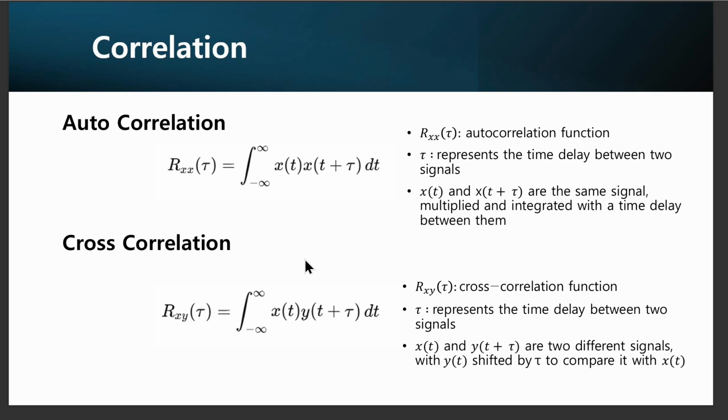Next is correlation. Correlation has two types. One is autocorrelation, and the other is cross correlation. Autocorrelation compares a signal with itself, and cross correlation compares one function with another. The equations for each are shown on the PPT.